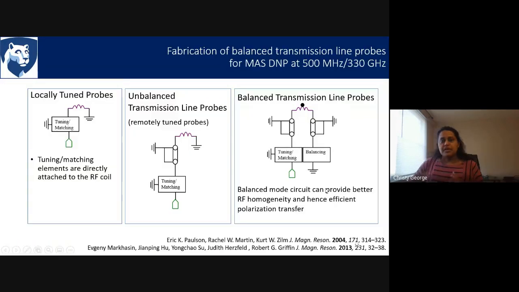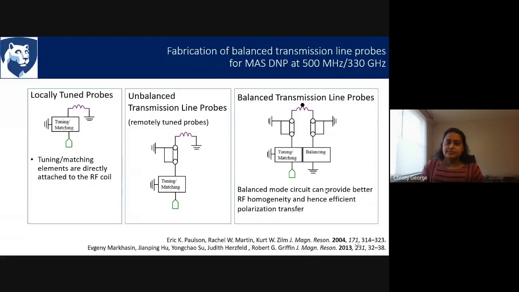Now, my work was mainly on developing transmission line probes for DNP. The standard solid-state NMR probes cannot be used for DNP experiments because they cannot handle this low temperature, and also they do not have the provision to do the microwave irradiation. So we have to have additional waveguides. So we have developed two balanced transmission line probes for magic angle spinning cryogenic DNP at 500 megahertz, which corresponds to an EPR frequency of 330 gigahertz.